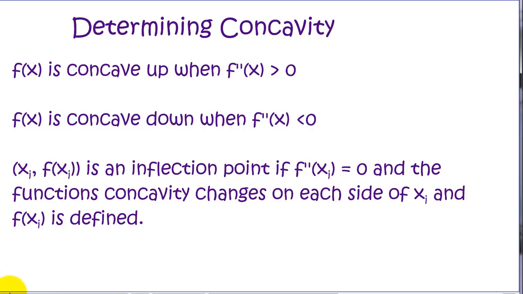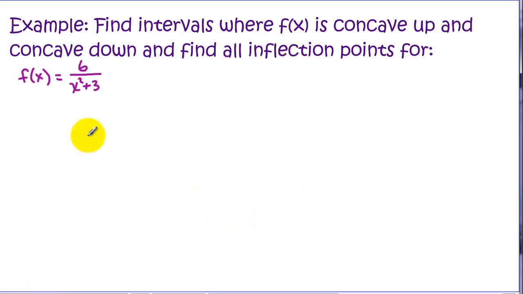So let's go through an example. So here we have a function, and we want to find the intervals on which that function is concave up, down, and any inflection points. So in our definition we had to find the second derivative, so to find that we have to find our first derivative first. So let's rewrite this function as this, so we can use our chain rule to make the first derivative.